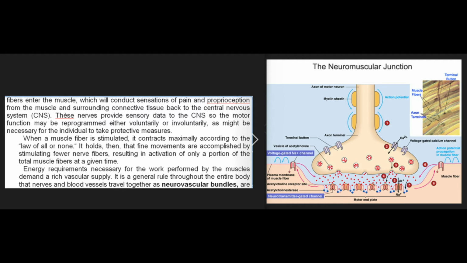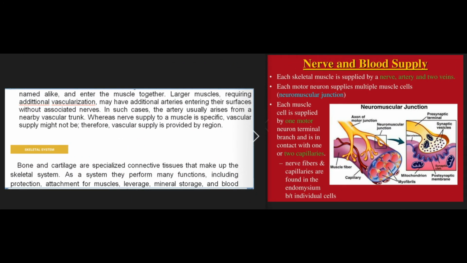Energy requirements necessary for the work performed by the muscles demand a rich vascular supply. It is a general rule throughout the entire body that nerves and blood vessels travel together as neurovascular bundles, are named alike, and enter the muscle together. Larger muscles, requiring additional vascularization, may have additional arteries entering their surfaces without associated nerves. In such cases, the artery usually arises from a nearby vascular trunk. Whereas nerve supply to a muscle is specific, vascular supply might not be, therefore, vascular supply is provided by region.